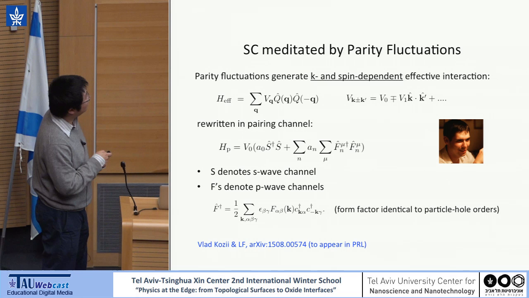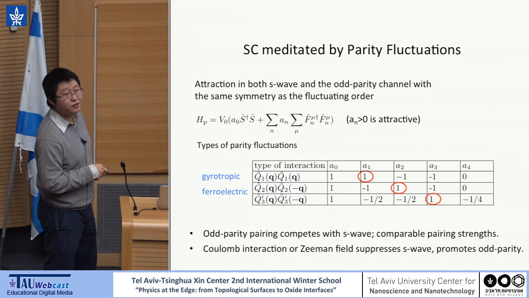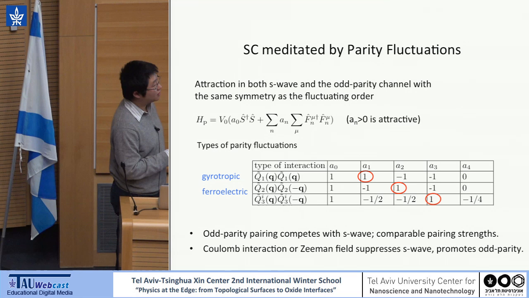Once we use this effective interaction, we can decompose it into different pairing channels. And we find that the pairing interaction is generically attractive in the odd parity channels as well. So this shows that the effective interaction mediated by parity breaking fluctuations can generate attractive interaction in the odd parity channel.